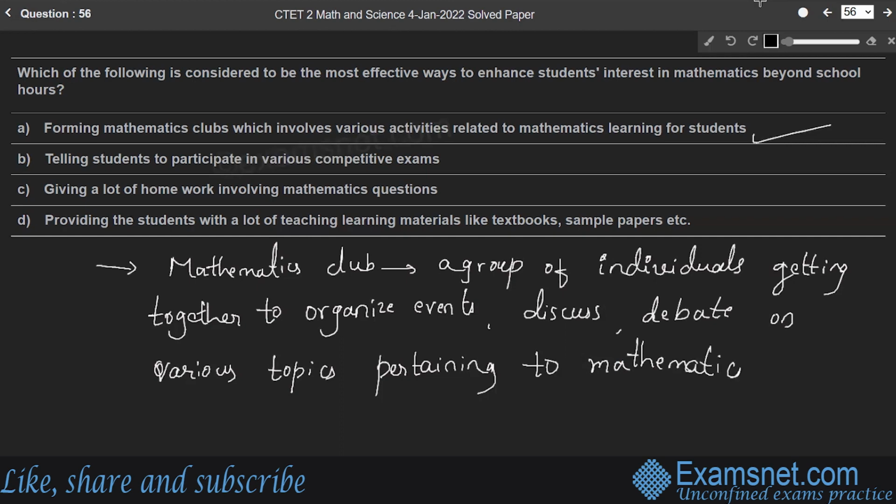So the rest three options can be practiced during school hours as well. So telling students to participate in various competitive exams, or giving a lot of homework involving mathematics questions, providing students with a lot of teaching learning materials. So these options can be practiced during school hours as well.